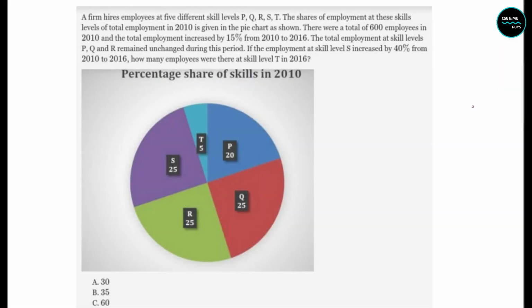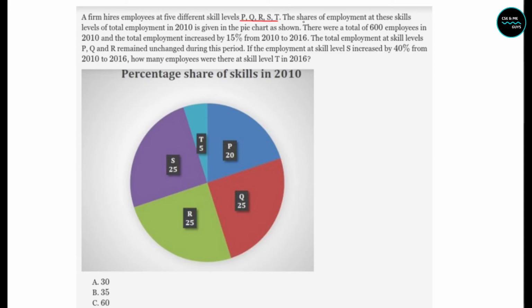Okay, so this question is a bit long, so bear with me. I'm just going to upload the link in the description, so check for the question link there. The question says a firm hires employees at 5 different skill levels, PQRST. The shares of employment at the skill levels of total employment in 2010 are given by the pie chart.